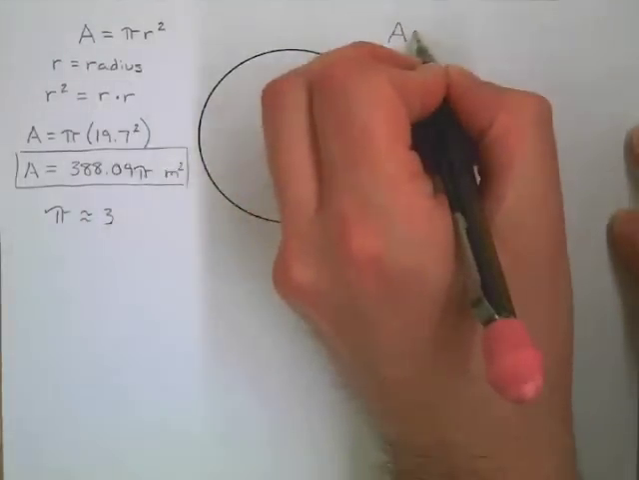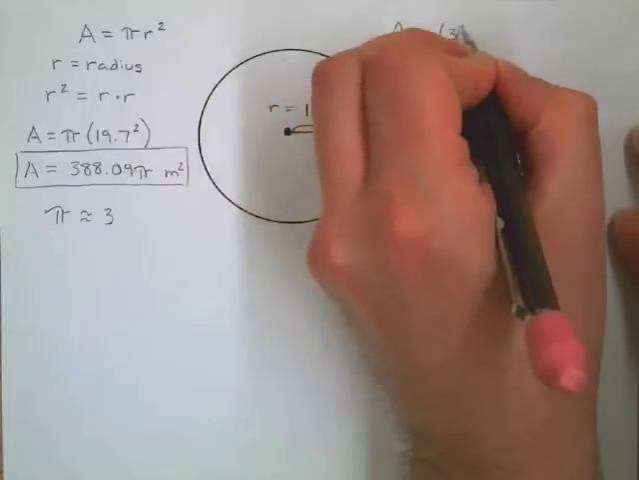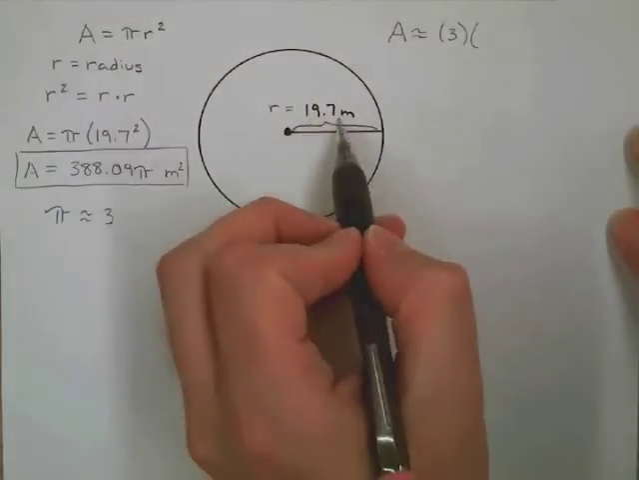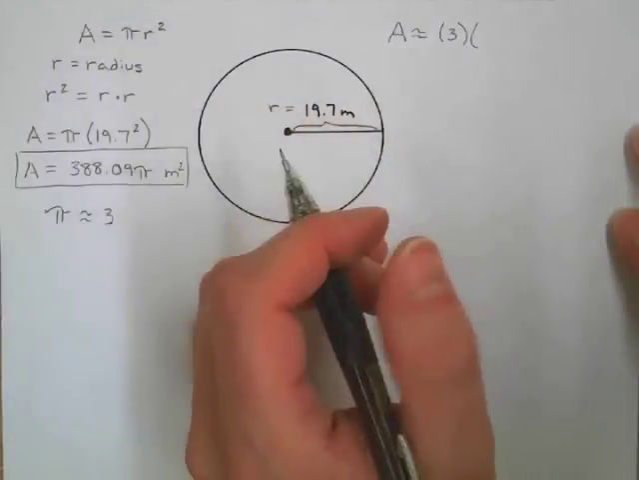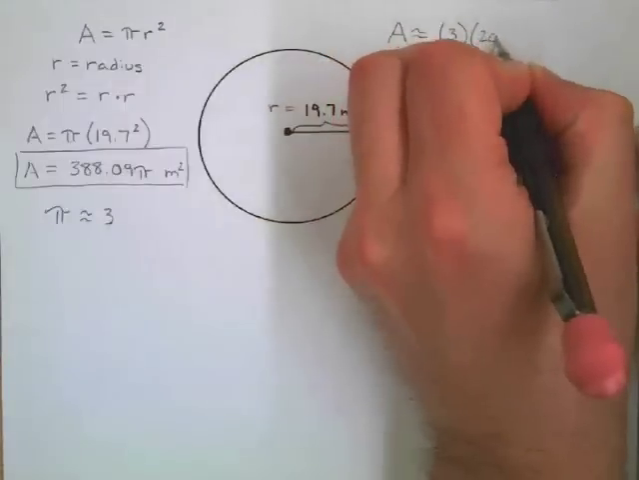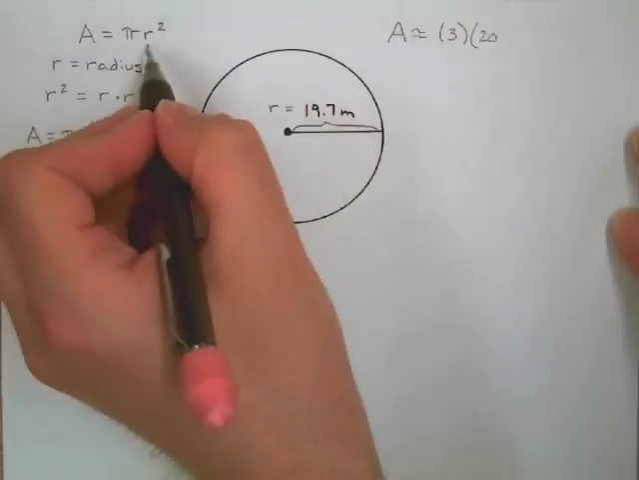So I'm going to say the area is pi. In this case, I'm going to use 3. And since I'm just estimating here, I just want an about. 19 7/10, that's not a real friendly number to work with, but it's very close to 20 meters. So I'm going to round that to 20 meters, and I'm squaring it because it's our radius squared.